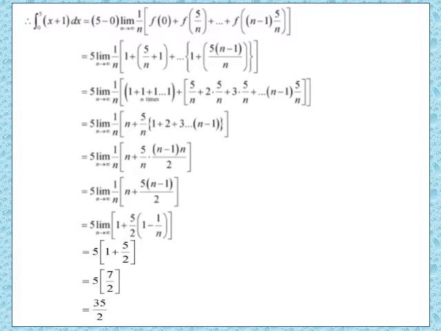So using that, we are getting 5 into 1 plus 5 by 2, which on simplification gives 35 by 2, which is the value of the following given definite integral. Clear? So pause and note down the solution.